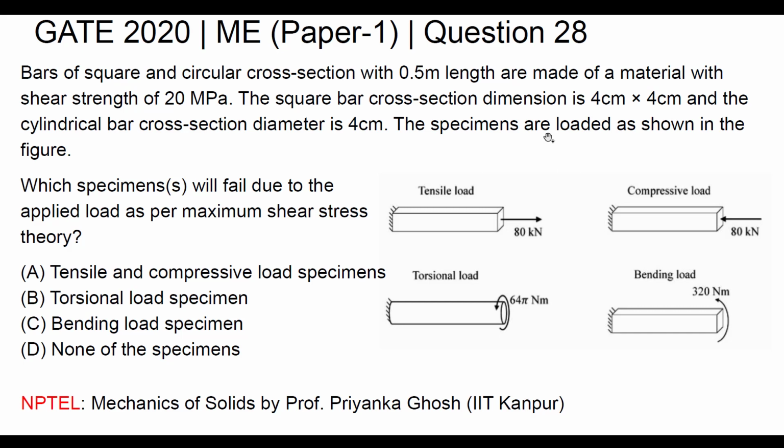The specimens are supposed to be loaded in these four cases: compression, torsion, bending, tensile. So the question is, which specimen or specimens will fail due to the applied load as per maximum shear stress theory? So these are the options given.